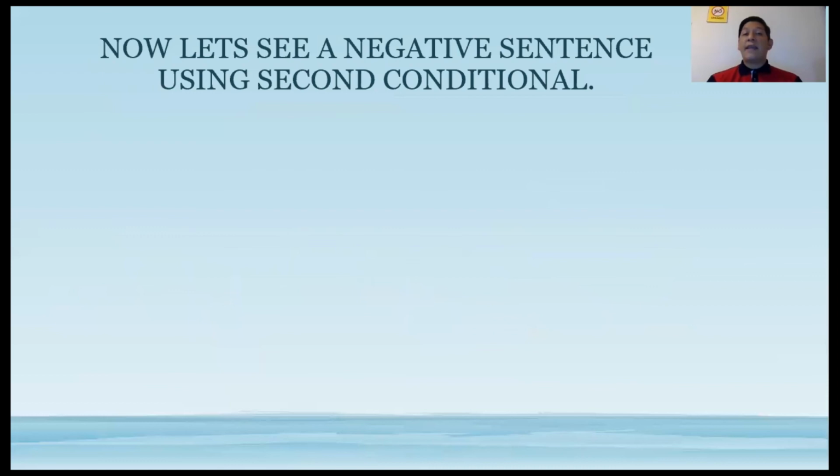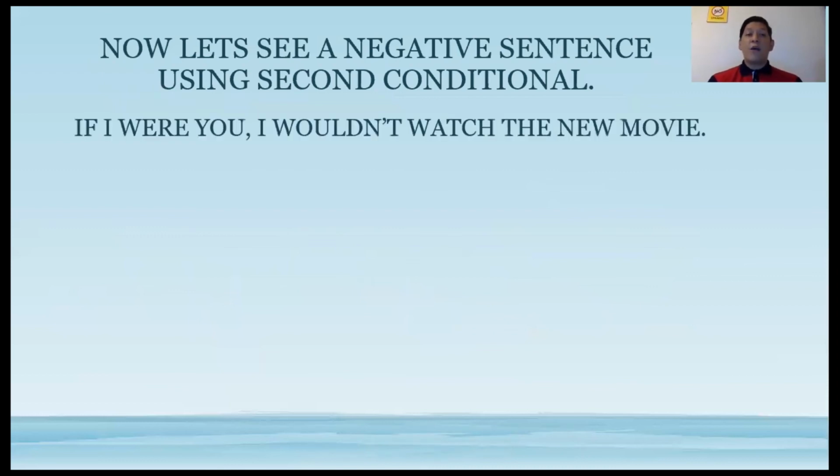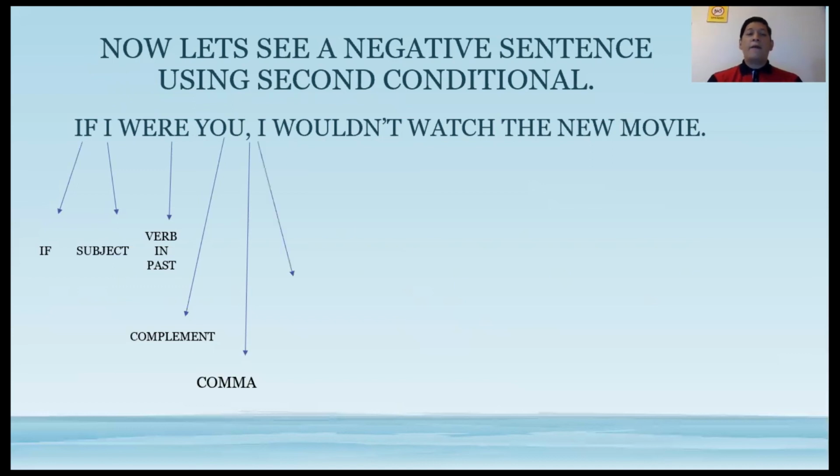Now, let's see a negative sentence using second conditional. We have, "If I were you, I wouldn't watch the new movie." If I were you, I wouldn't watch the new movie. If you check, we have the comma after you. It's very important because we're starting with if. So, in the if clause, the subject is I, were is the verb in the past, and you is the complement. Then we have the comma, which is super important.